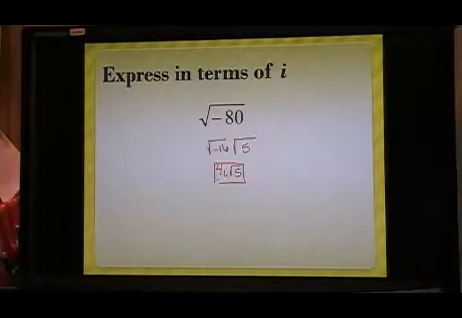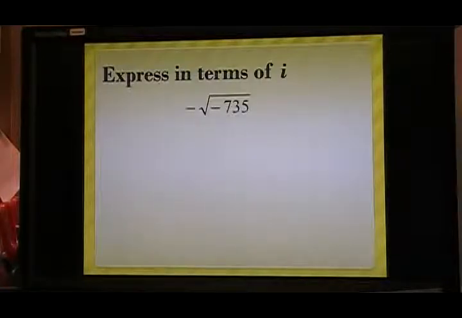Okay, square root of 16 is 4. The square root of negative 16 is 4i. The square root of 9 is 3. The square root of negative 9 is 3i, and so on. Okay, same thing here. Express this in terms of i. So we're trying to decide if there is a perfect square that goes into 735.